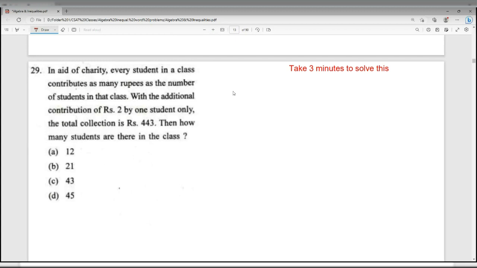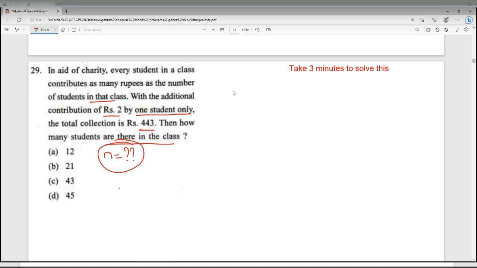In aid of charity, every student in a class contributes as many rupees as the number of students in that class, with an additional contribution of ₹2 by one student only. The total collection is 443. Then how many students are there in the class? So we need to find out, let n be the number of students. They are saying that every student contributes as many rupees as the number of students.